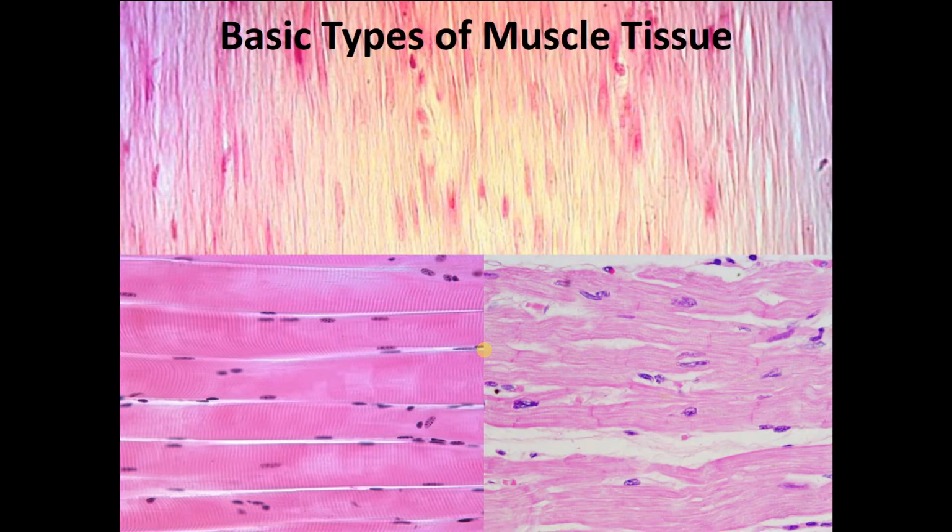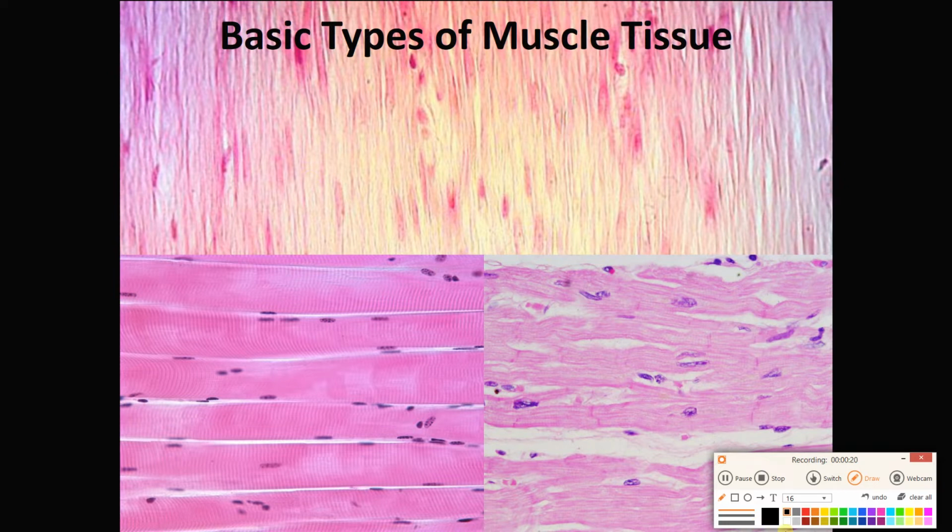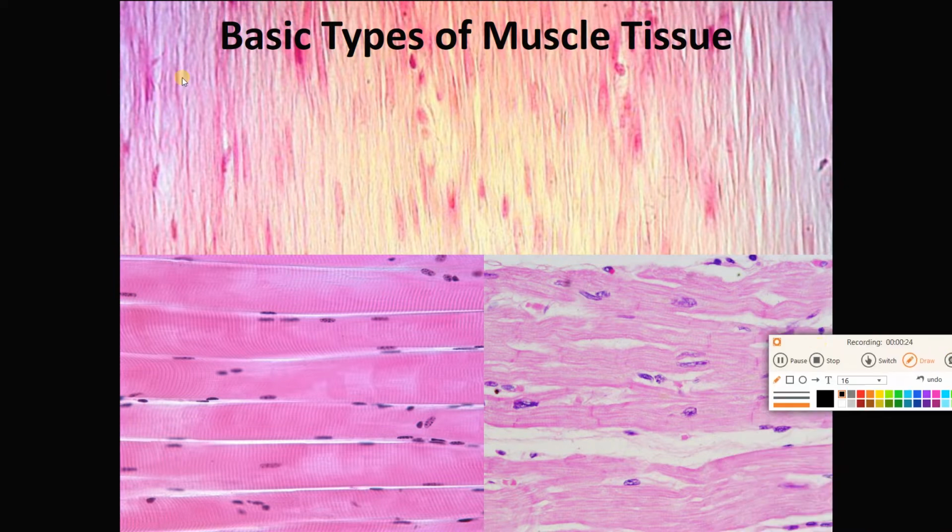Hey everybody, we are on to the final topic of the semester, and that topic is muscle tissue. So let's get started by identifying the three basic types of muscle tissue. There are only three, a mere three, and we see all three of them here on this screen.